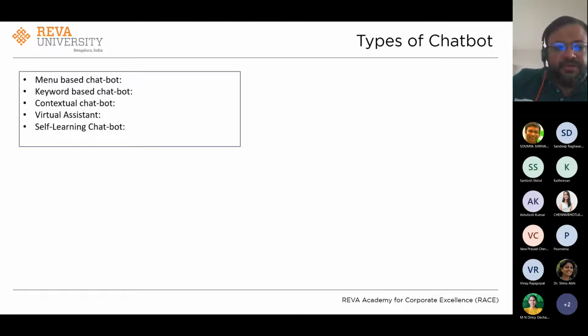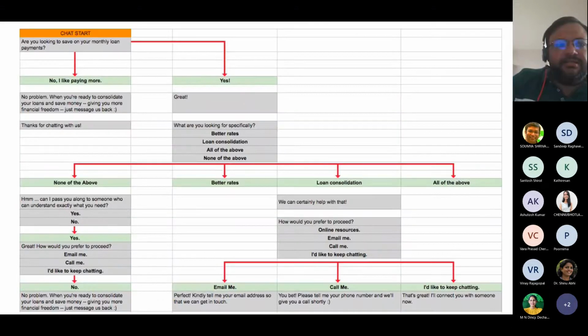Okay, so I'm just switching to the next slide for some time in order to show this. So this is typically maybe a menu based chatbot, and it can also be an IVR, for example. Chat start. Are you looking to save on your monthly loan payment? Yes, great. No, I like paying more. You're not sure who will select that, but yeah, there is an option. No problem. When you are ready to consolidate your loan, save money. Thanks for chatting with us.